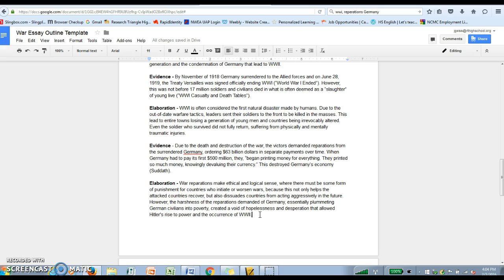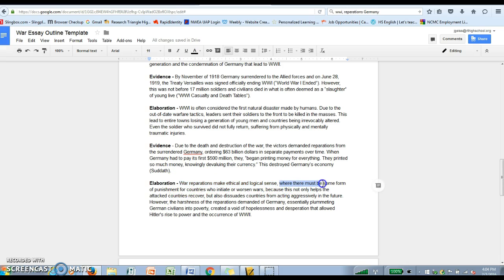So this elaboration does a great deal of things. Largely, it asserts an opinion, which remember is really what your elaboration should be doing. It should be you sharing your opinion about the evidence that you just provided. So here you can see that this is a clear opinion. War reparations make ethical and logical sense. That is not research fact. That is the opinion of the author about what has been shared in the evidence. And then the author goes to explain why they believe war reparations make ethical and logical sense.